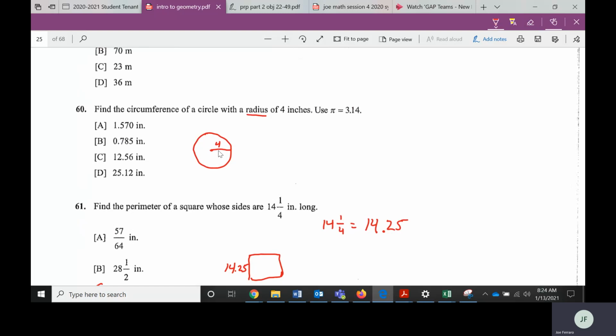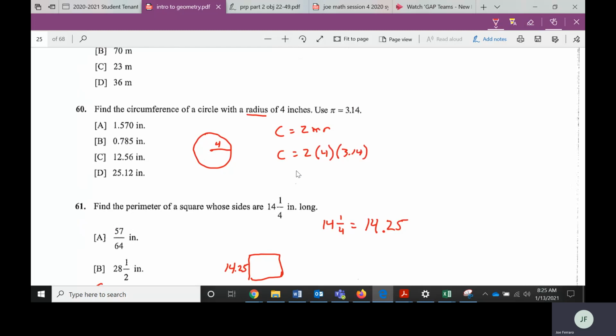So the difference is that's a 4, and that's halfway across. So you could use this formula, 2 pi r. Again, I'm going to change the order. The 2's there. The radius is 4. And then pi is 3.14. Okay, so I just changed the order.